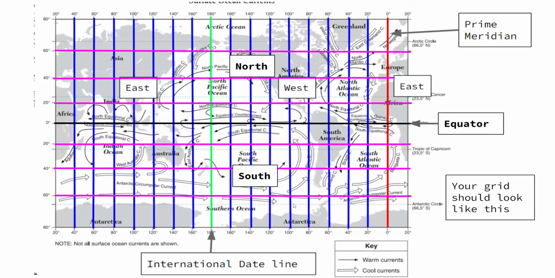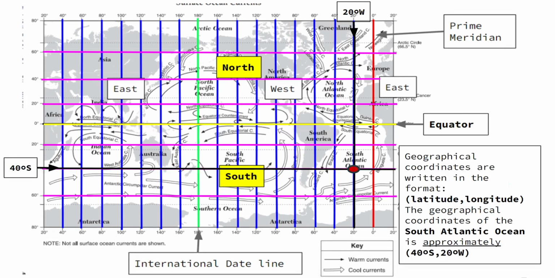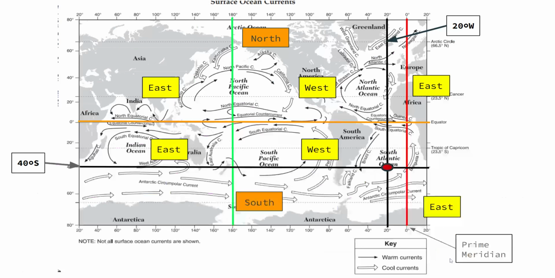And your final grid should look something very similar to this, although your colors may look a little different. Make sure you have your equator, international date line, prime meridian, where your north, south, east, and west are, and all your latitude and longitude lines. And remember, when you're writing the geographic coordinates, all your latitude comes first and then longitude. So if I wanted the coordinates of the South Atlantic Ocean, say, it would be 40 degrees south of the equator. So 40 degrees south comes first, right here. This is 40 degrees south. And then your longitude, which is 20 degrees west of the prime meridian, goes second. So I'm going to write 20 degrees west.